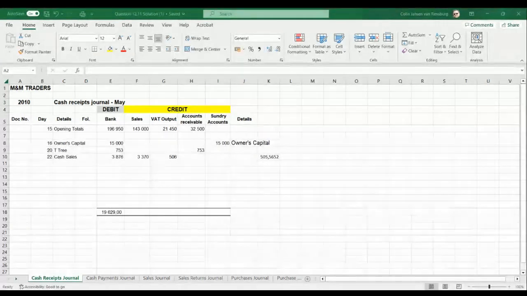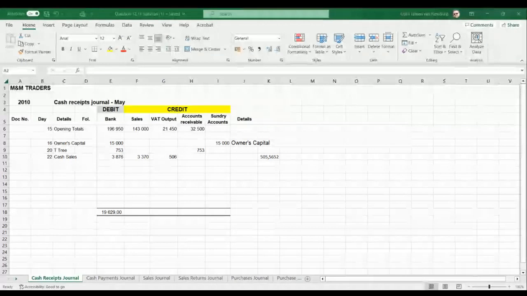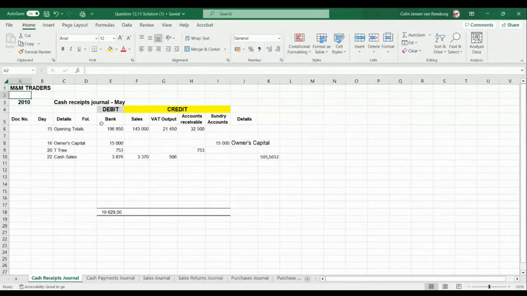Okay, so this is where we were. Now, what I've done in the meantime is just to add two new tabs. We'll look at them just now. So this is where we finished.